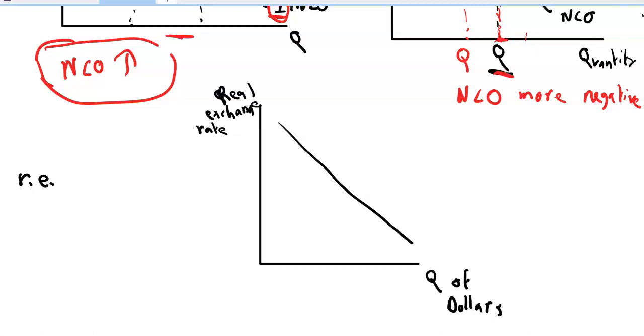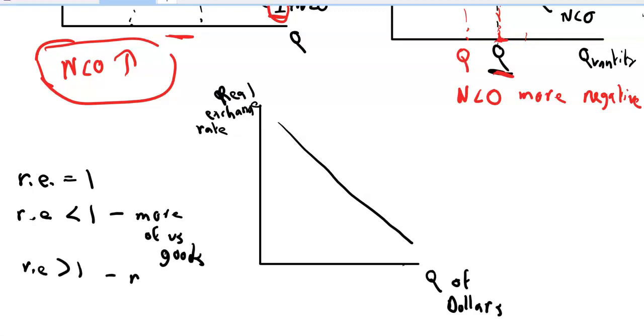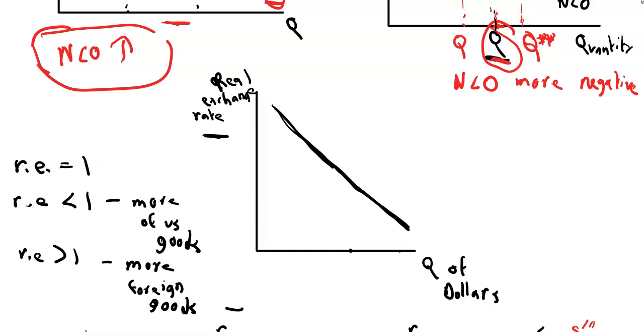When we said the real exchange rate was equal to 1, we really didn't care about US goods or foreign goods. If the real exchange rate was less than 1, we tended to buy more US goods, so we need more quantity of dollars. If the real exchange rate was greater than 1, we wanted to buy more foreign goods, so we would need fewer US dollars. And of course, when we say more dollars and fewer dollars in the market, we mean this is the market for exchanging dollars for some other currency.